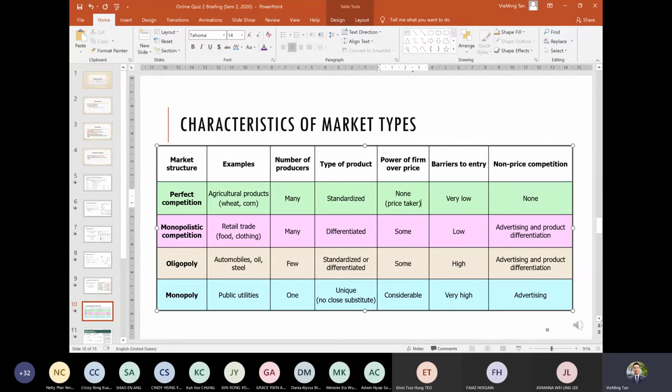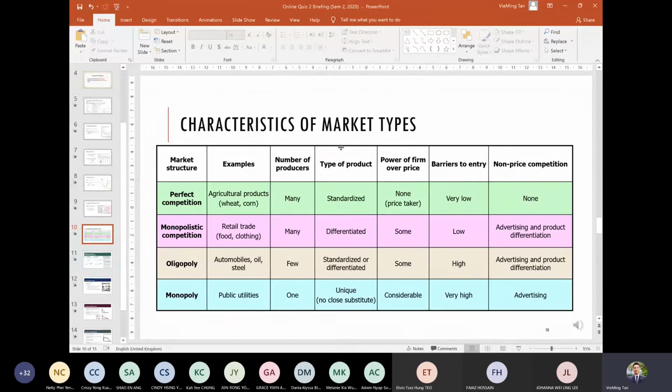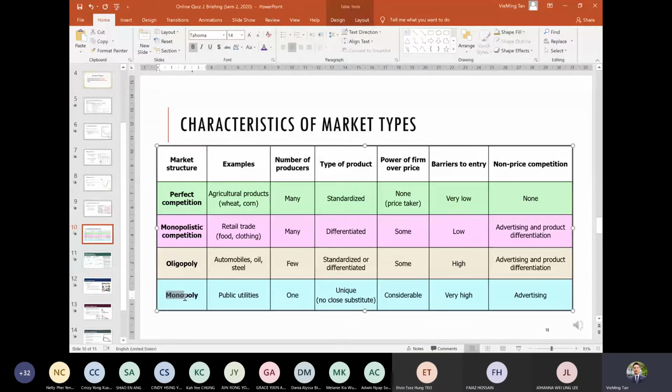Okay, how about monopoly? Extreme monopoly. So in the monopoly market, how many producers are there? How many firms? One. Only one. Few? No, the answer is monopoly. Mono means one. A monopoly market has only one seller.